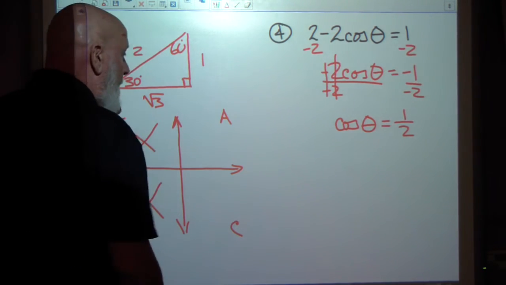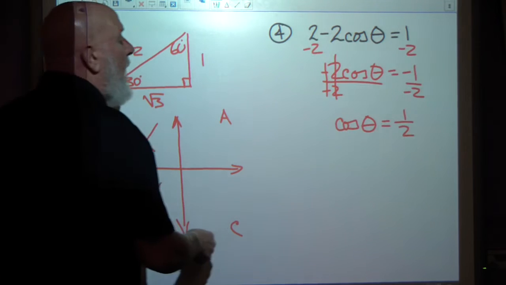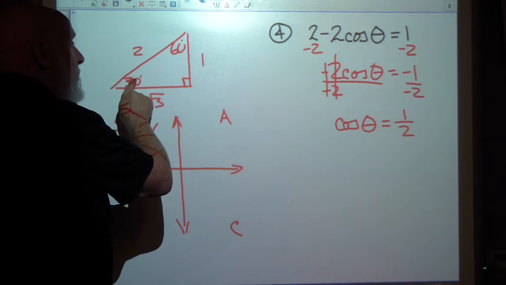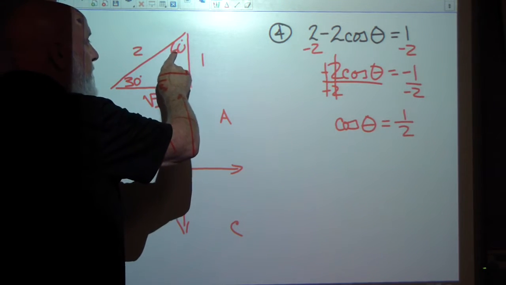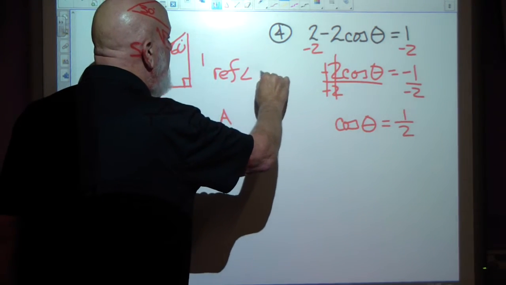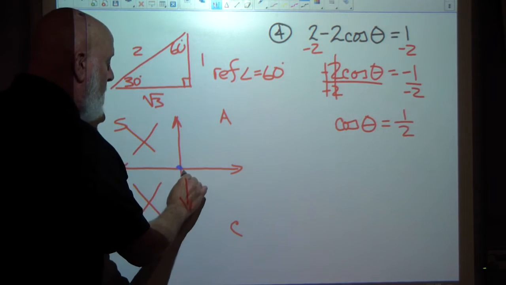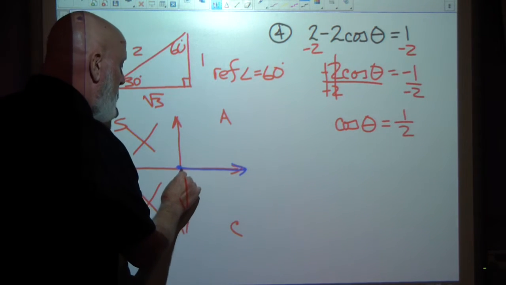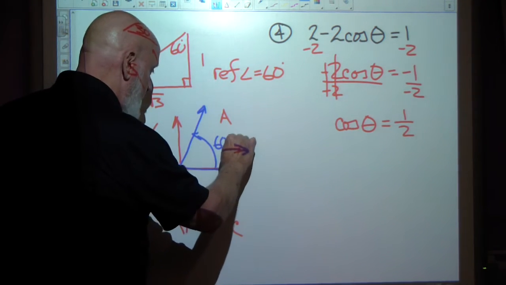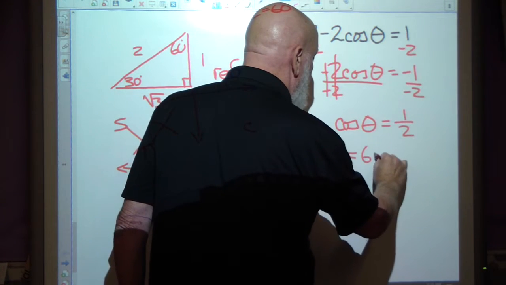And here we go. I'm looking for a reference angle that has a cosine of 1/2. So I look at this. The cosine is adjacent over hypotenuse, so it's not 30 degrees. Cosine of 60 is 1/2, so my reference angle is 60 degrees. We draw a 60-degree reference angle in quadrant 1 with the initial side of our rotation, the positive x-axis. We rotate to 60 degrees. And in quadrant 1, that rotation is simply 60 degrees. So one of our thetas is 60 degrees.